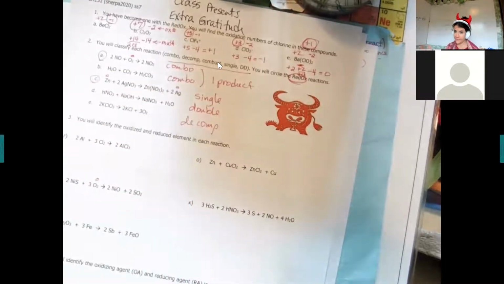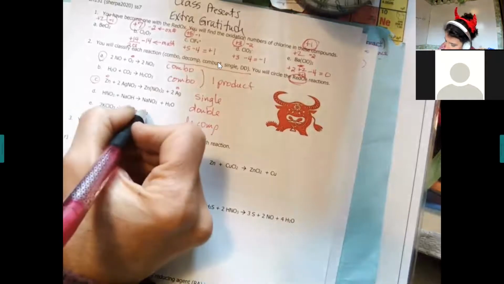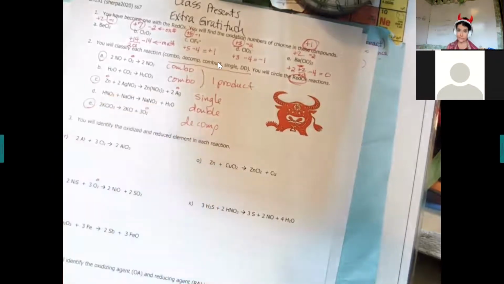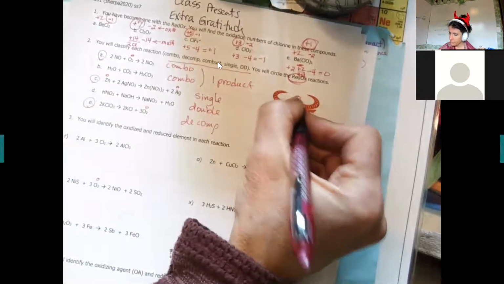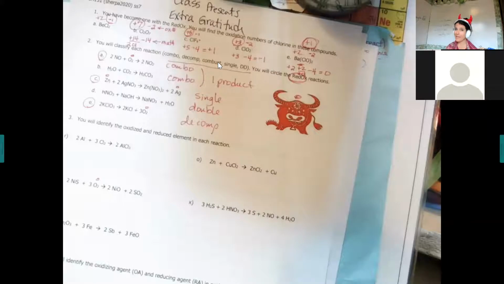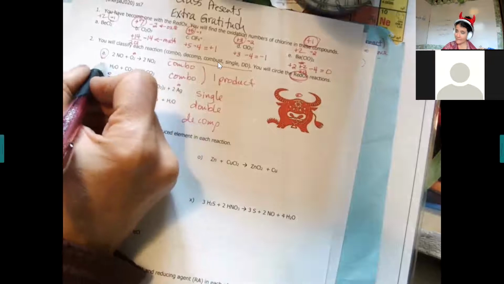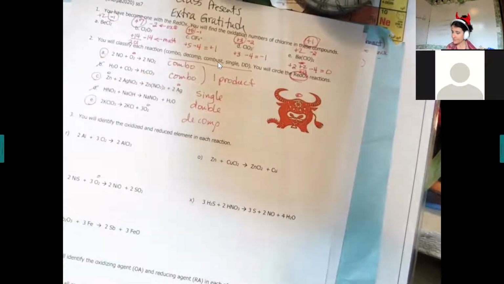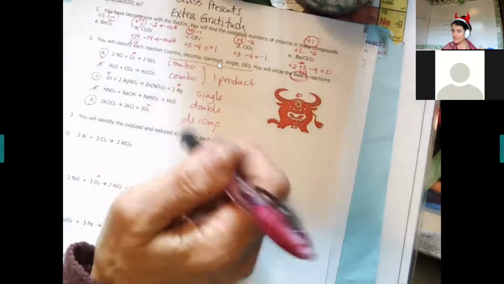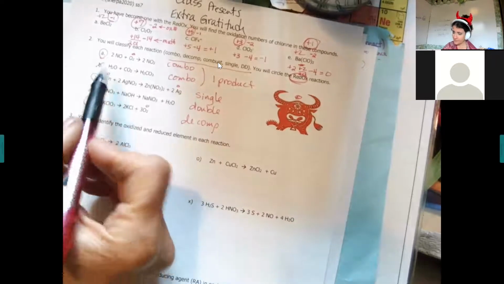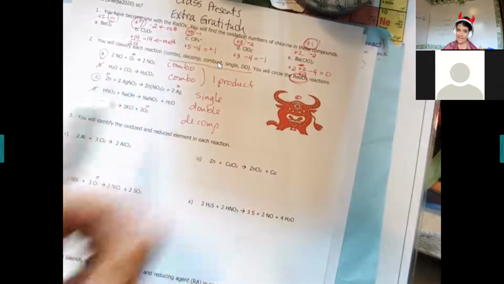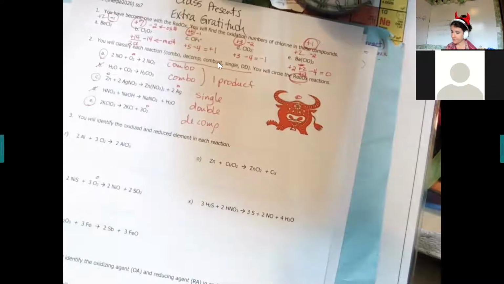So if they're by themselves, they're halos. And in E, we have a halo. So the halos, those are our redox, we get to circle them. Doubles, they're never. And actually, I mentioned this, and that's why I have this question on the study set. Singles and combustions are always going to be oxidation reductions. Doubles are never. Combos and decomps are usually, but not always. And so here's an example where we have a combo and it's not an oxidation reduction.